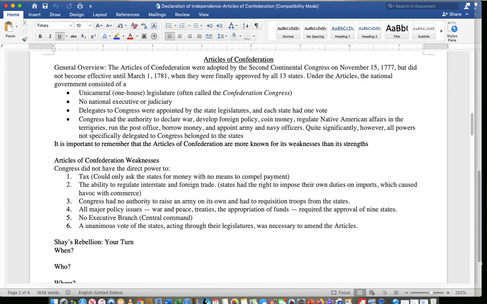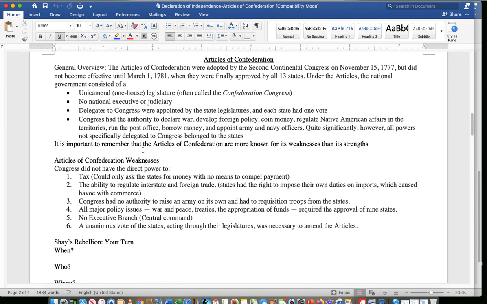When my students have read this in the past, they get the wrong interpretation of the articles. They feel as if, wow, this looks like the federal government has a lot of power. It doesn't, okay? It doesn't. This is a mirage, all right? It's a mirage. It looks powerful, but it's not.